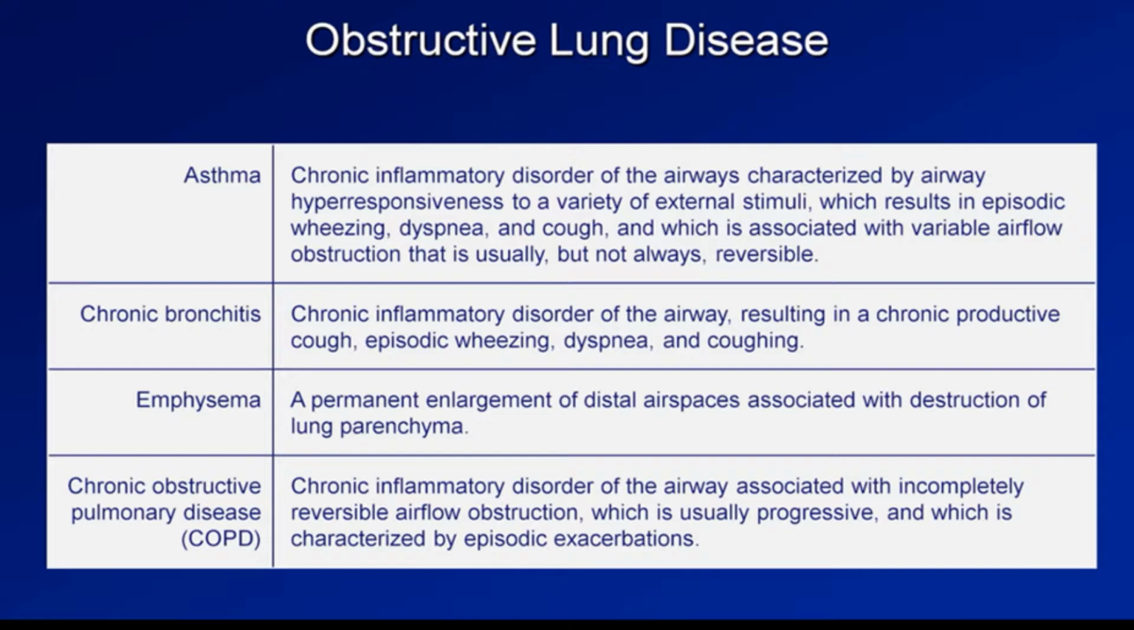Chronic obstructive pulmonary disease. What's the definition of this disease? It's a chronic inflammatory disorder of the airway associated with incompletely reversible airflow obstruction. Incompletely reversible. Notice in asthma, the airway obstruction was usually reversible. Here, the airway obstruction is incompletely reversible. This means you can reverse it but only a little bit, which is usually progressive. COPD is a chronic progressive disease.